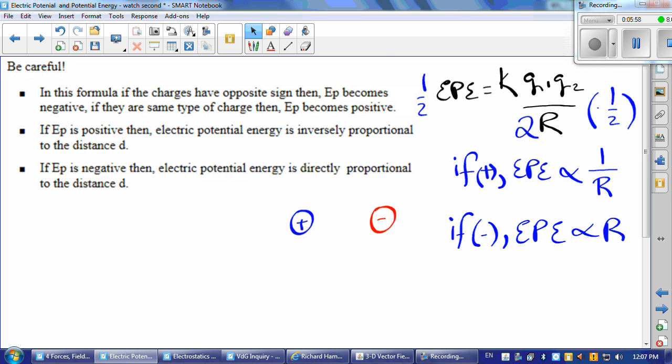If R goes up, if I move that charge way far away, now I have to exert more force to get them together because they're not as close and they don't want to do it on their own as much.